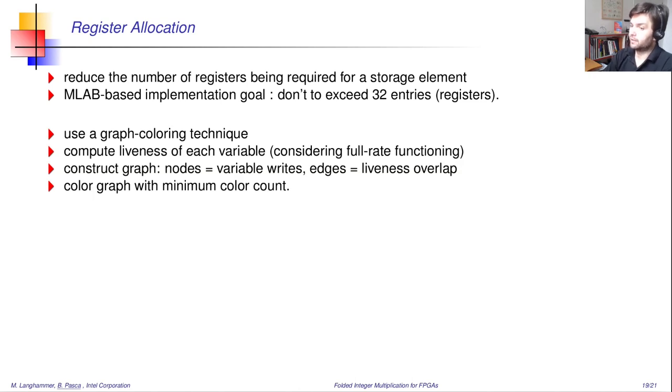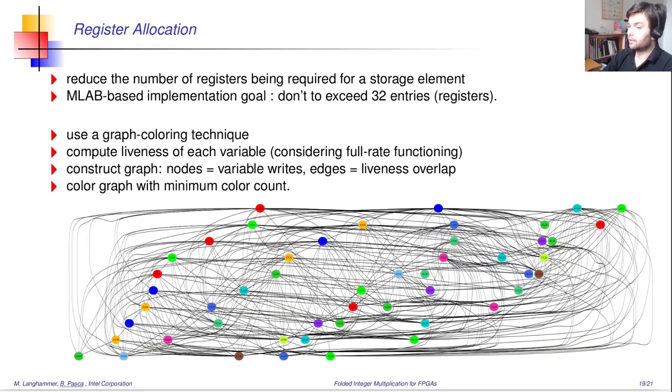We make use of an advanced compiler technique called register allocation, where we construct a graph for each storage element. The nodes of the graph correspond to writes to the storage elements, and an edge exists between two such nodes if their liveness overlaps. Next, a simple graph coloring technique is applied such that neighboring nodes are colored in different colors. The graph shown here corresponds to a multiplier storage.